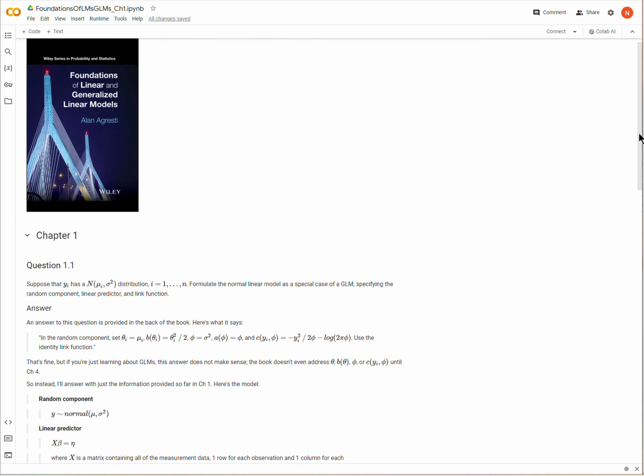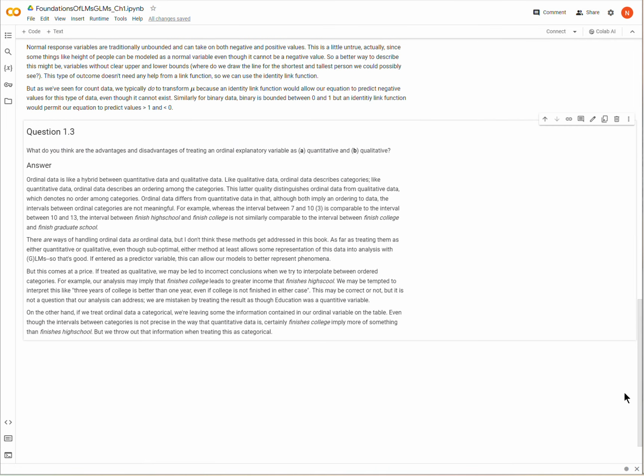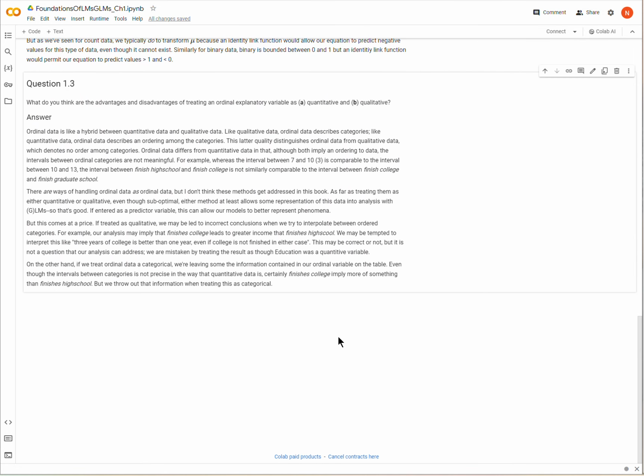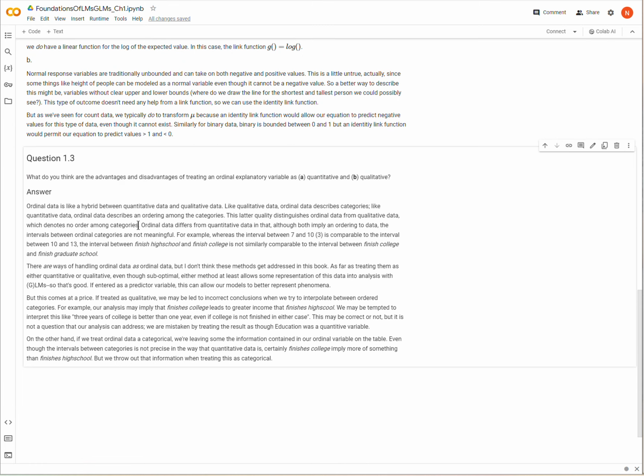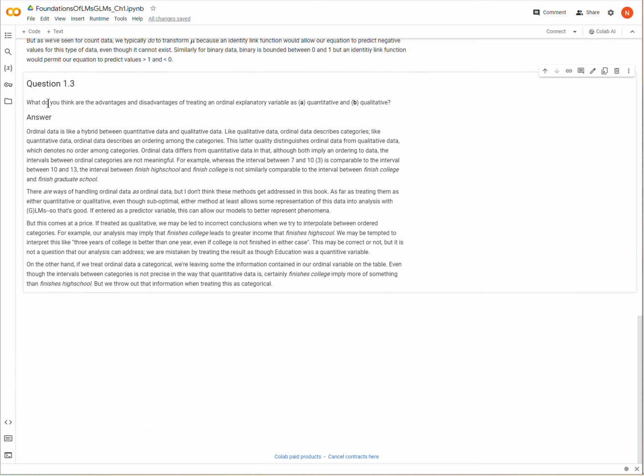Okay, so we are in this book right here, Foundations of Linear and Generalized Linear Models, Chapter 1, Question 3 of Chapter 1, or Question 1.3. And here's the question. I always feel bad with these types of questions where it's just you looking at the screen of me having written something. There's no code or anything, but I guess you can just read it and move on. So what do you think are the advantages and disadvantages of treating an ordinal explanatory variable as either quantitative or qualitative?